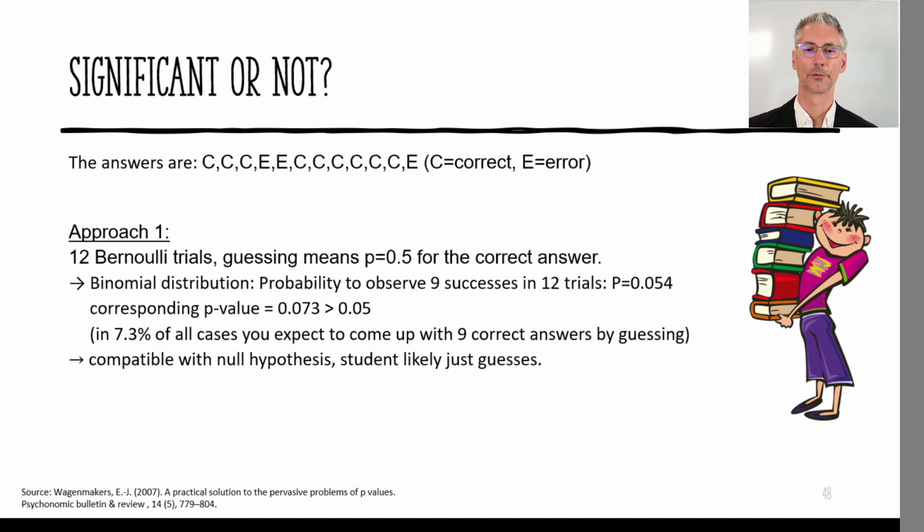So you could do this with approach 1: 12 Bernoulli trials. Guessing means 0.5 probability for the correct answer. Because we have independent events, we go back to the binomial distribution. So the probability of observing 9 successes out of 12 trials is 0.054. The corresponding p-value is 0.73. It's greater than our typical threshold of 0.05. So this is compatible with the null hypothesis. The student likely just guesses.